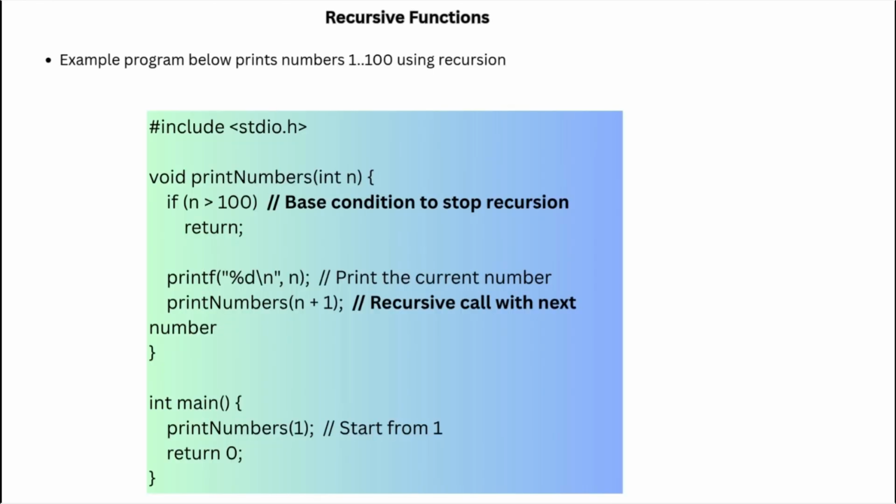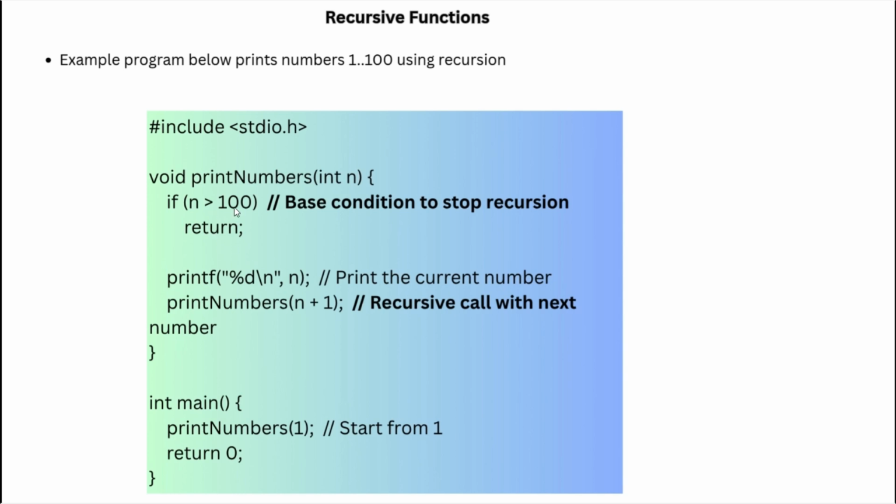So we will see one example of a recursive function where I print numbers from 1 to 100 without using any loop. Normally, to print numbers we would write a for loop, for i equals 0, i less than n, or a while loop. But here you can see I didn't use any loop, I just used a recursive function.